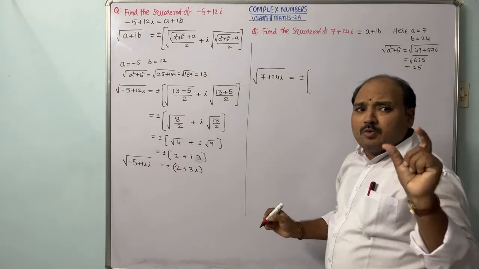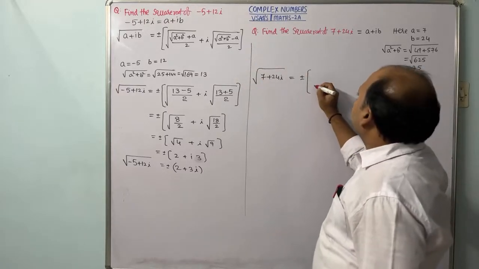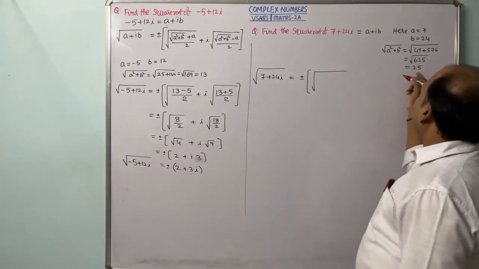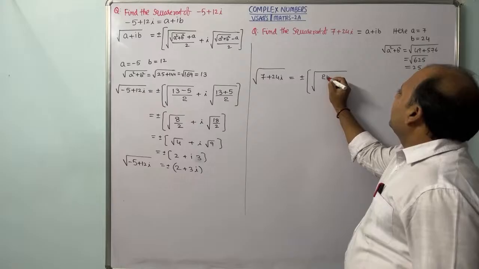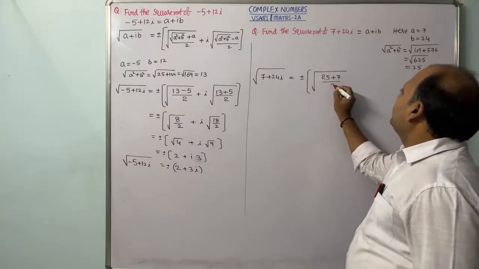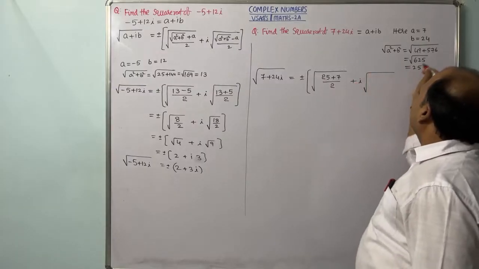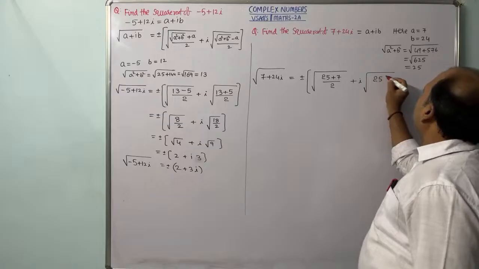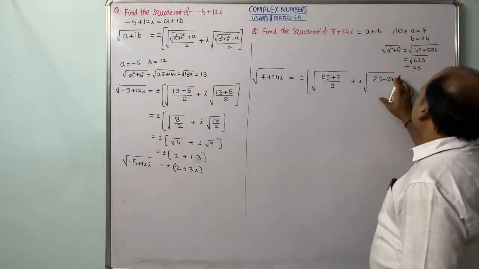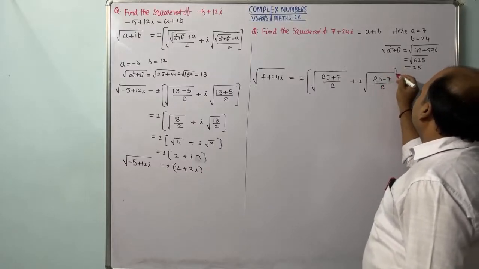For every 2 marks problem, you need to write the formula, dear students. So now I am writing directly: square root of (root of a square plus b square, which is 25, plus a, which is 7) divided by 2, plus i into square root of (25 minus a, which is minus 7) divided by 2.